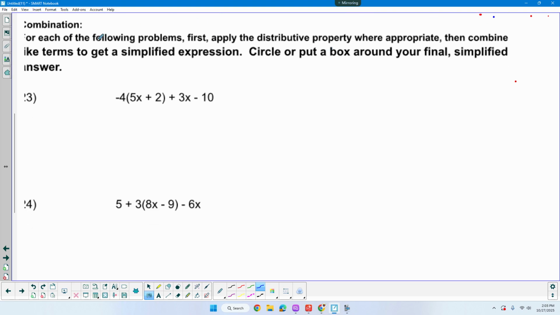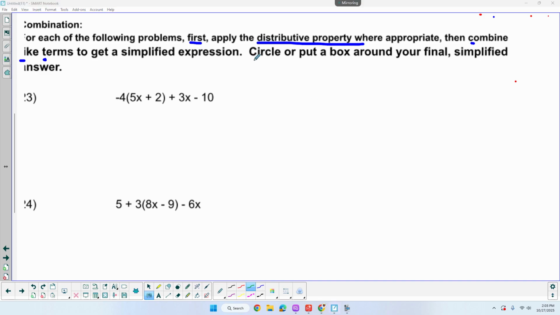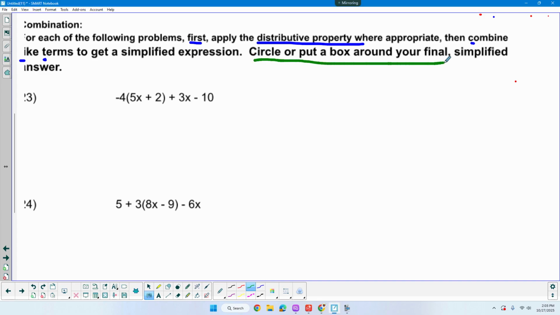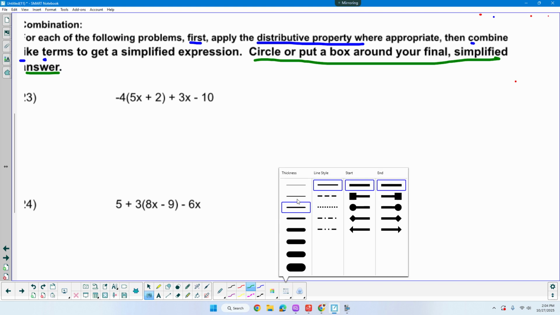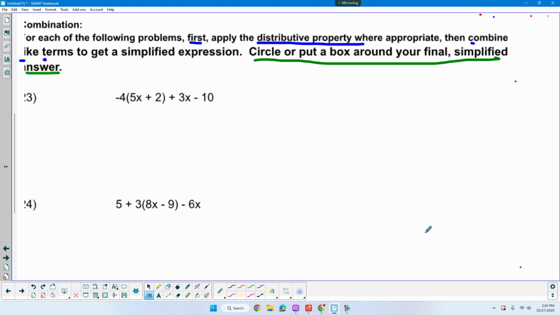It says, for each of the following problems, first, apply the distributive property where appropriate, and then combine like terms to get a simplified expression. And then this is important. Following directions is important here. Circle or put a box around your final simplified answer. So I want to see your work, but I also want to be able to quickly identify what the final answer is.